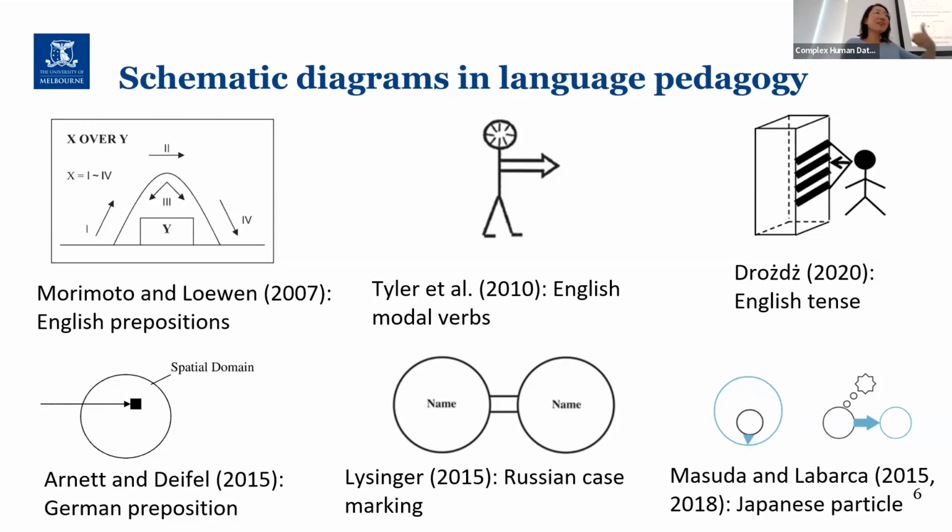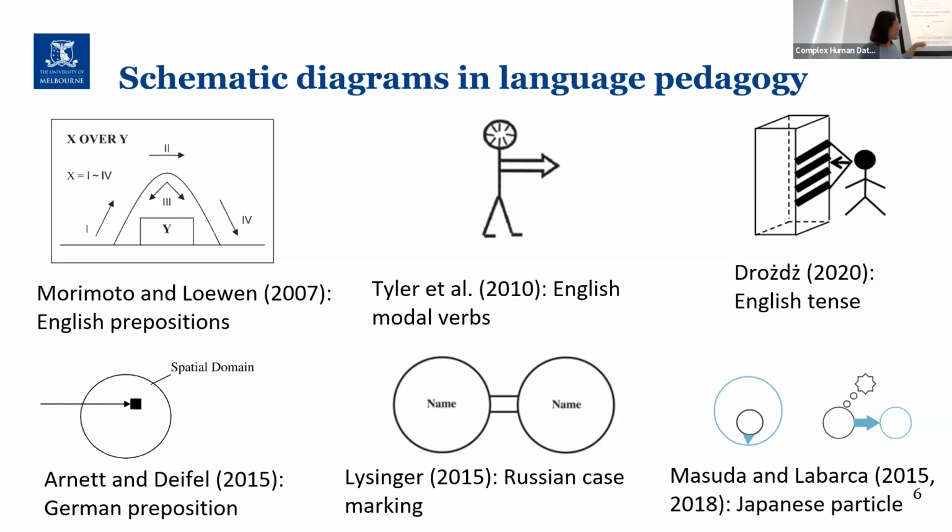Modal verbs are verbs like can, should, must, could, might. These are modal verbs. Will. Actually, that's good. That's right. That's will. Yeah. And then the right-hand side top corner is English tense. I'll let you make the guess.